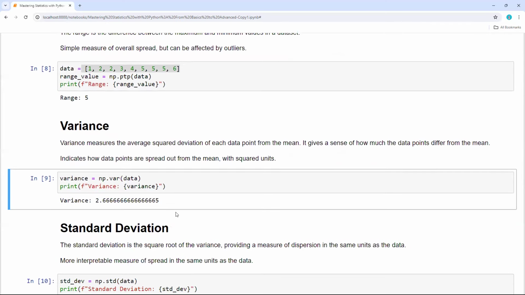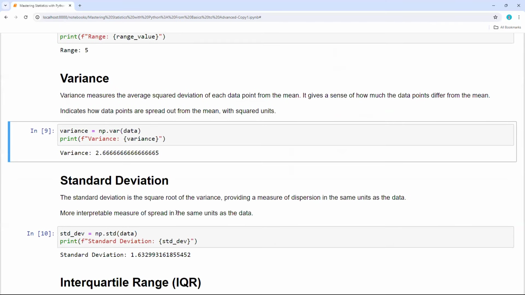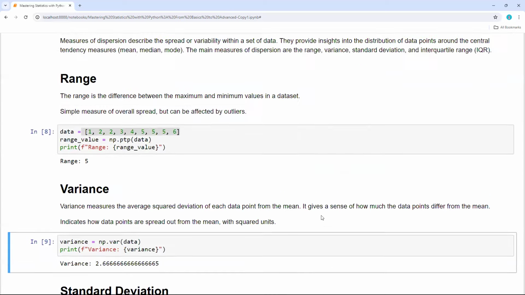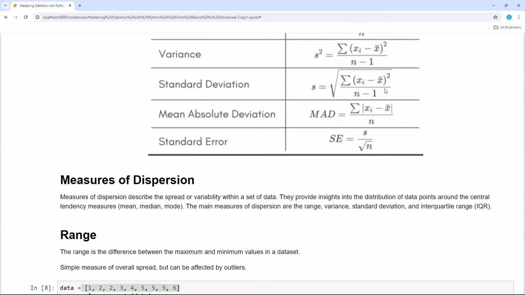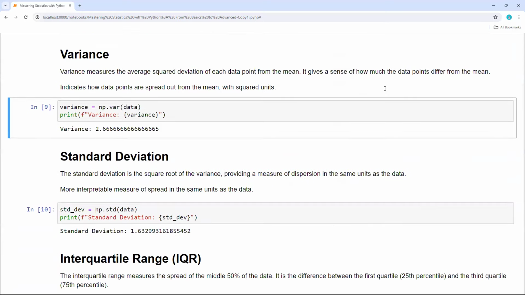So this is about variance. And the next thing is standard deviation. The standard deviation is the square root of the variance, providing a measure of dispersion in the same units as the data. A more interpretable measure of spread in the same units as the data. So this is my variance formula. If I apply the square root, then it will become the standard deviation. Each single data point differs from the mean, and we square that value. So that is the standard deviation.